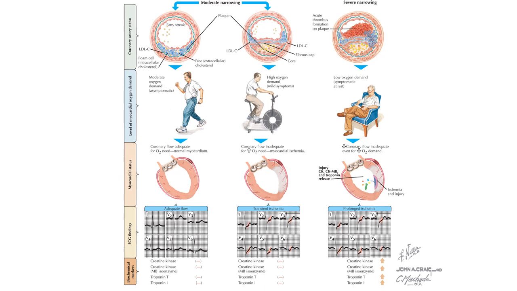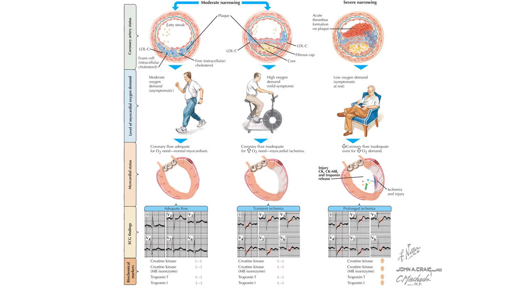Okay, so usually the patient is exercising, coronary flow is adequate for the oxygen demand, and the myocardium is normal. And we see at V4, V5, and V6, the anterolateral chest leads, that the normal waveform of PQRST is seen, and the cardiac biomarkers are negative, which means that there is very little chance of this patient having a heart attack.